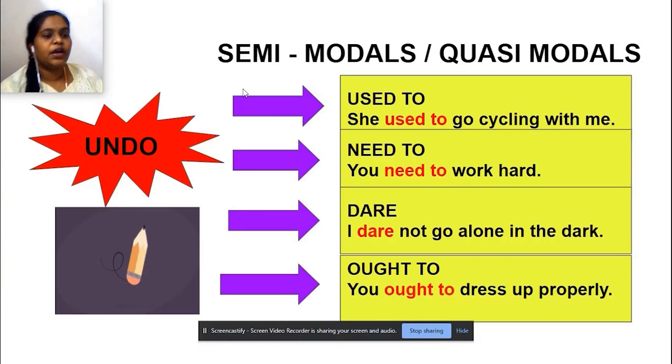The next one that you're going to learn is semi-modals or quasi-modals. Semi-modals are also known as quasi-modals. You have to remember this word, UNDO. U, used to. N, need to. D, dare or dare to. O, ought to.